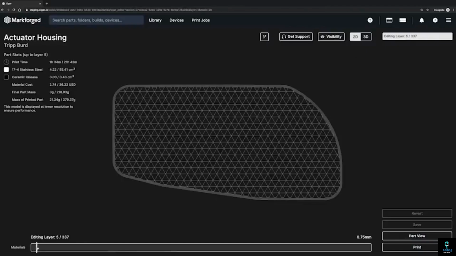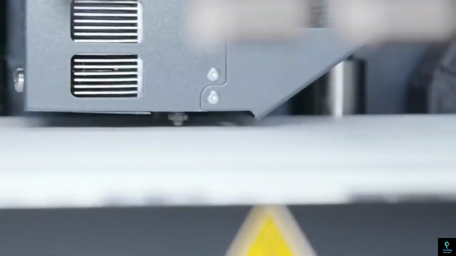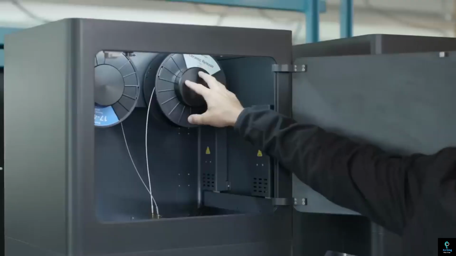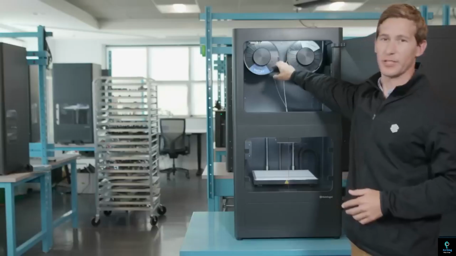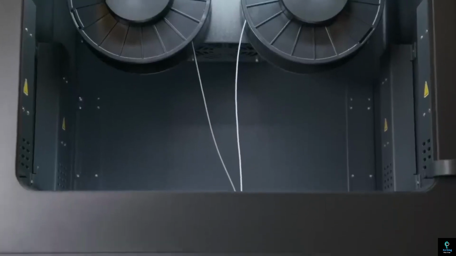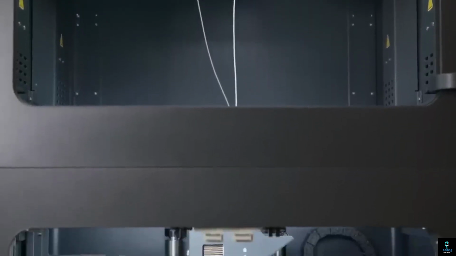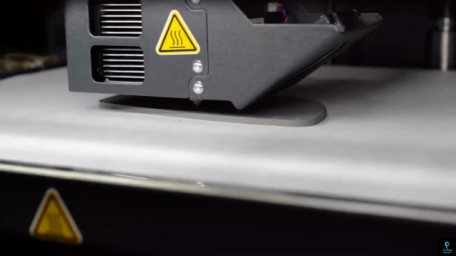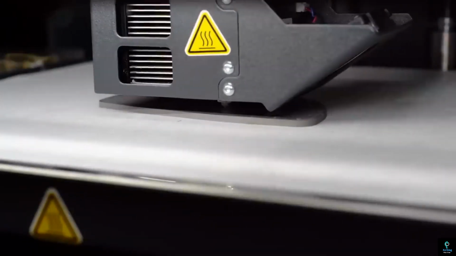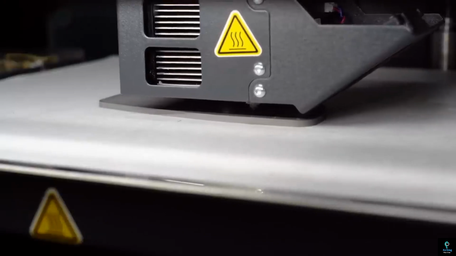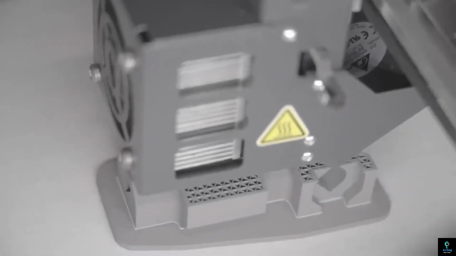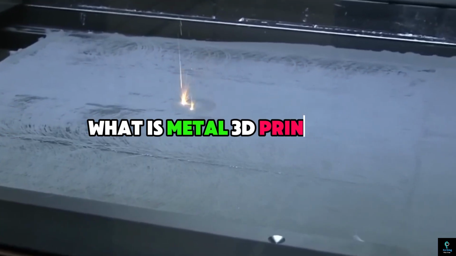But why is this technology so significant? Metal 3D printing is not just about creating prototypes. It's transforming how companies approach production, enabling them to reduce waste, lower costs, and innovate faster than ever before. Whether you're in aerospace, automotive, or healthcare, understanding the capabilities of metal 3D printers can open up a world of possibilities. So, stick around as we unravel the intricacies of this technology and discover its real-world applications that are shaping the future of manufacturing.